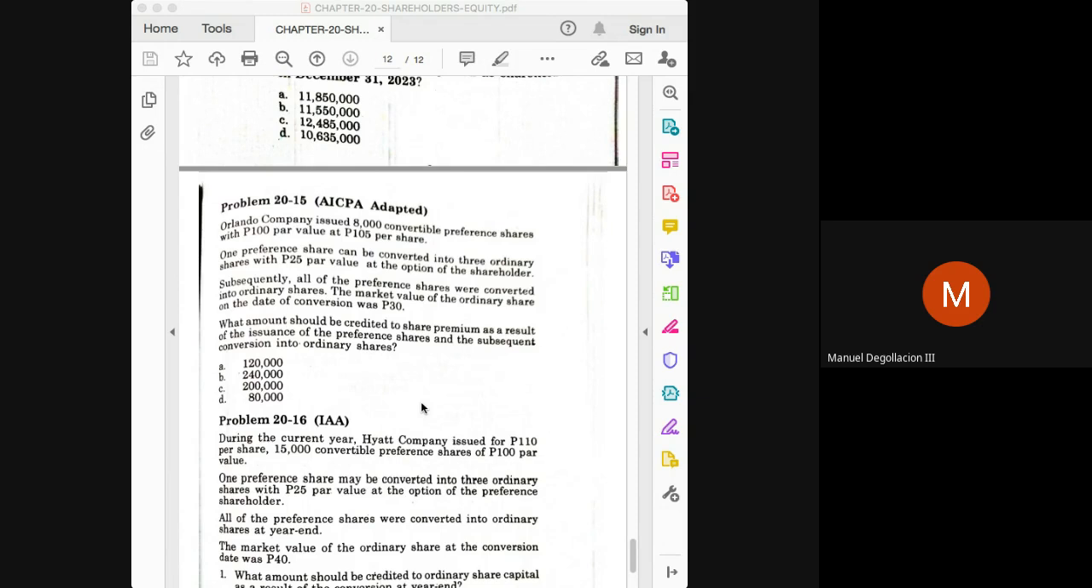Okay, and since they will be converted into ordinary shares, we will be needing 24,000 ordinary shares, and their par value is 25. So 24,000 times 25, that would give you 600,000. Okay. So basically, the preference shares will be changed into ordinary shares. How much was the value of these preference shares? Total of 840, 800 share capital, and 40,000 share premium.